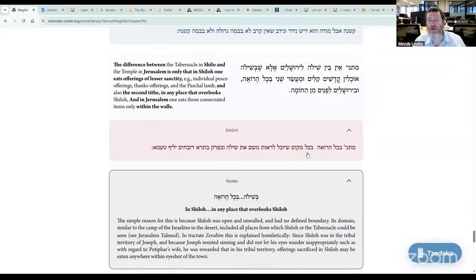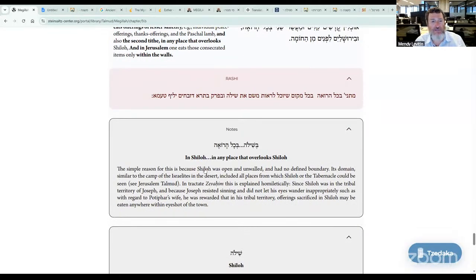So Tosafos says, b'chol makom, wherever you could see the tabernacle, around Shiloh. In Zvachim it learns the reason. Again, the reason is that Rabbi says, Bein Paras Yosef, Bein Paras Ayli Ayin. So because he didn't give in to his temptation of his eyes, God blessed him that whoever sees Shiloh could eat the second tithings and could eat the less sanctified sacrifices as a gift to Yosef. But in Jerusalem, it's the walls.